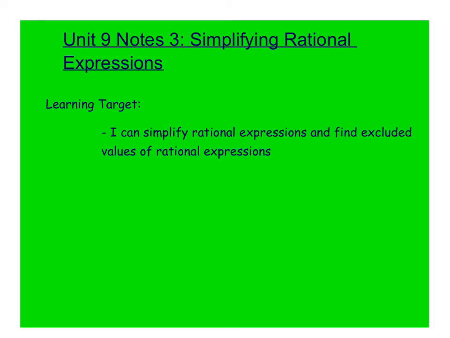Okay, Algebra people, this is Unit 9, Notes 3, talking about simplifying rational expressions. So you need to be able to simplify a rational expression and find excluded values of rational expressions. So basically what you're looking at is something rational, so something kind of a polynomial, and try and figure out what are my excluded values.